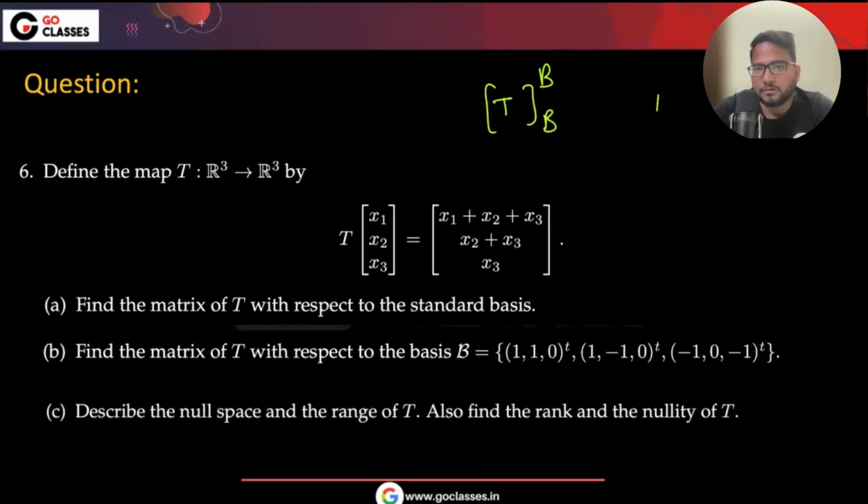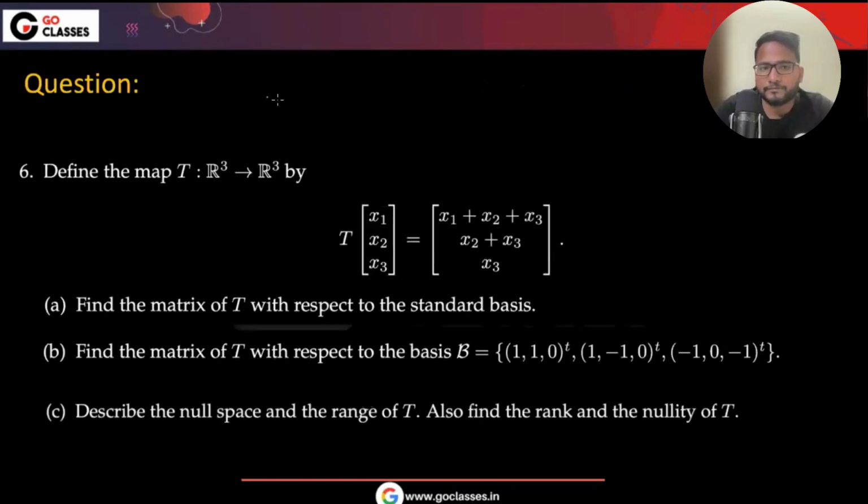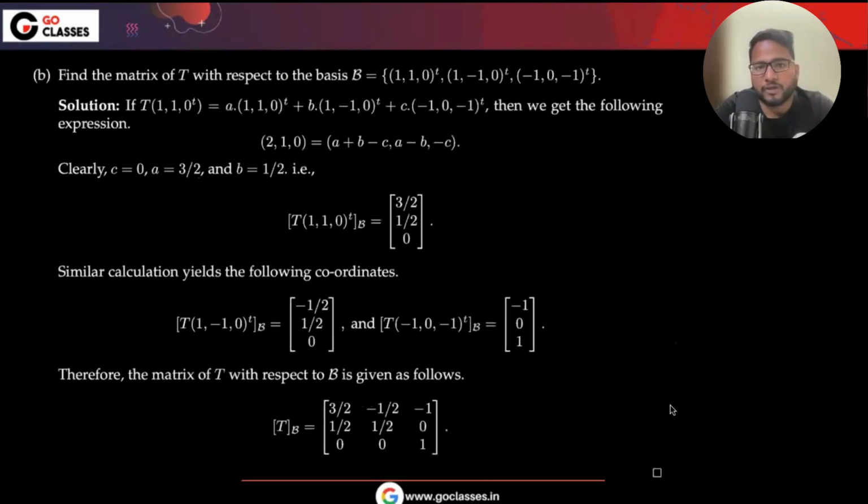Now, I think this is an easy question only. The answer is on the next page, so probably you can also try this question, right? These are the answers, so you can try. So tell me, are they using the direct method, or are they taking the transformation of the basis vectors and then finding the coordinates? They're using method two, right? They're not using the direct method. That's fine, whichever method you want to use.